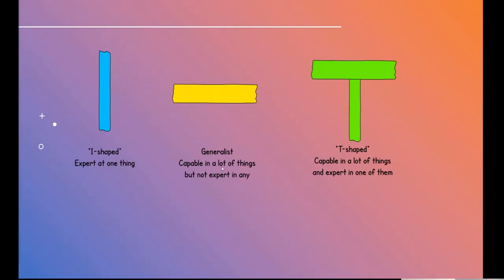Generalists are capable of a lot of things, but not expert in any. You can find them in the office, administrative officers, those who are helping the directors or assistant directors. They can do lots of things, but they are not expert in any specific branch. They are the generalists, right? And T-shaped people are capable of a lot. They can do lots of things, and at the same time, they are expert in one of them. So this is the one expert, this is the generalist. If you blend them together, it will be T-shaped people.